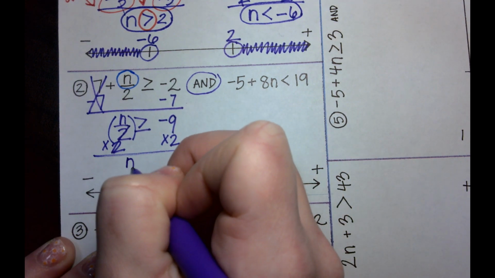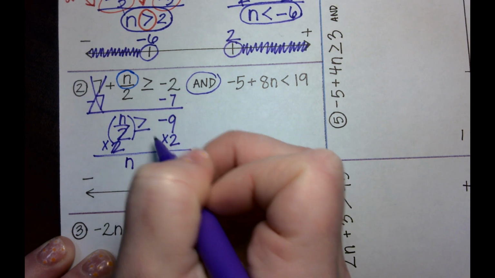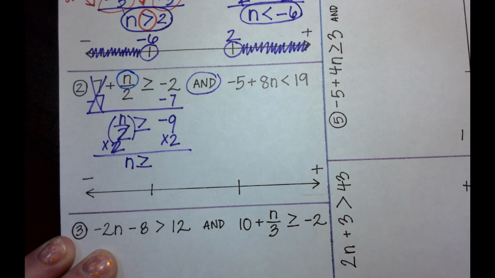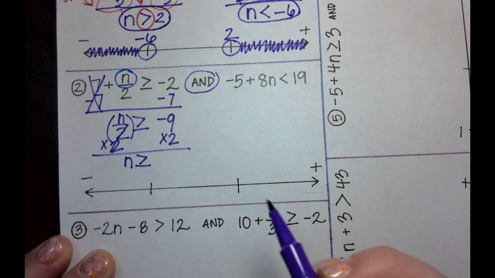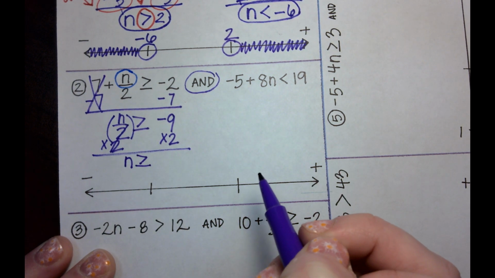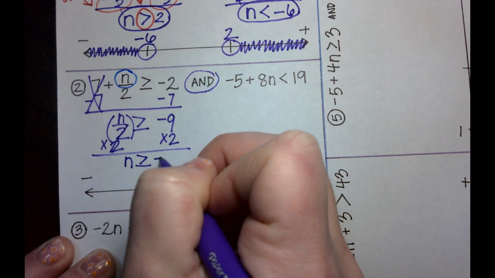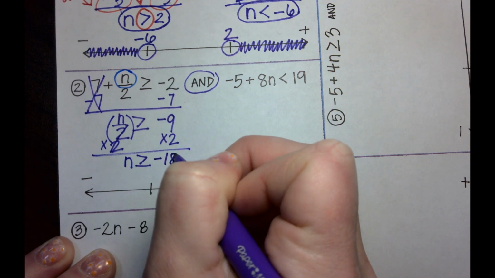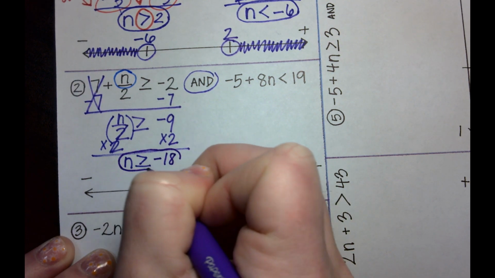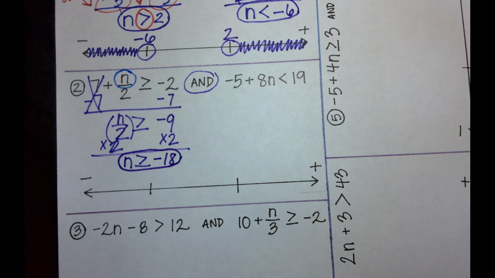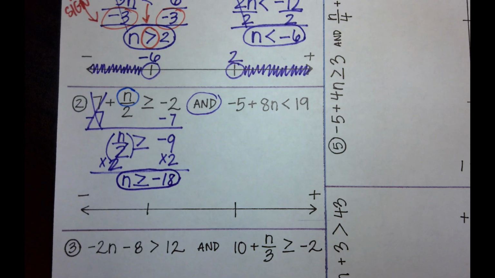Now I have n, my greater than or equal to. Negative 9 times 2 is negative 18. Perfect. -9 times 2 is -18. Very good. Okay, so we've got one part of our compound inequality solved.